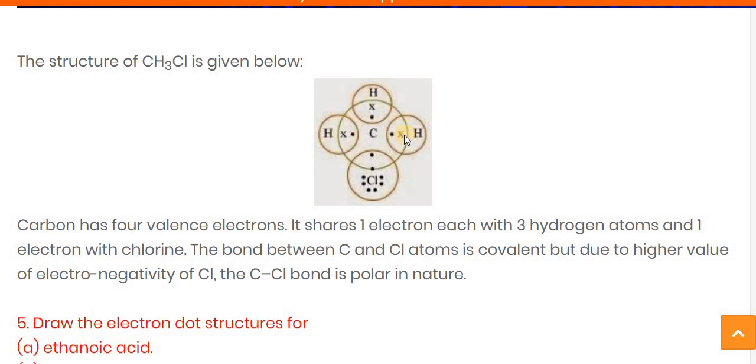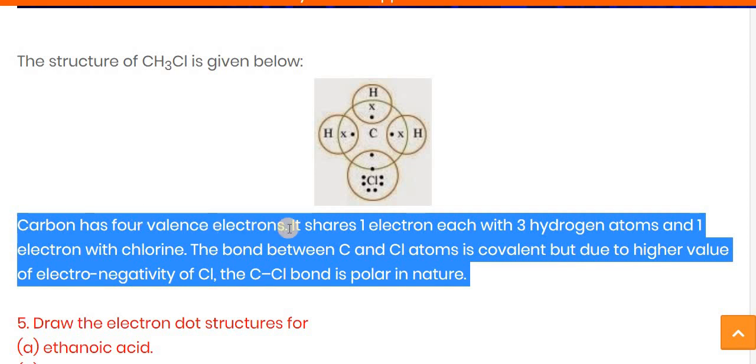3 of the hydrogen, valency 2, 2. And the carbon requires 4 more electrons. So of these 4 electrons, 3 are given by sharing with the hydrogen, and 1 electron is shared by the chlorine. So how the carbon valence is also completed. So the carbon has 4 valence electrons.